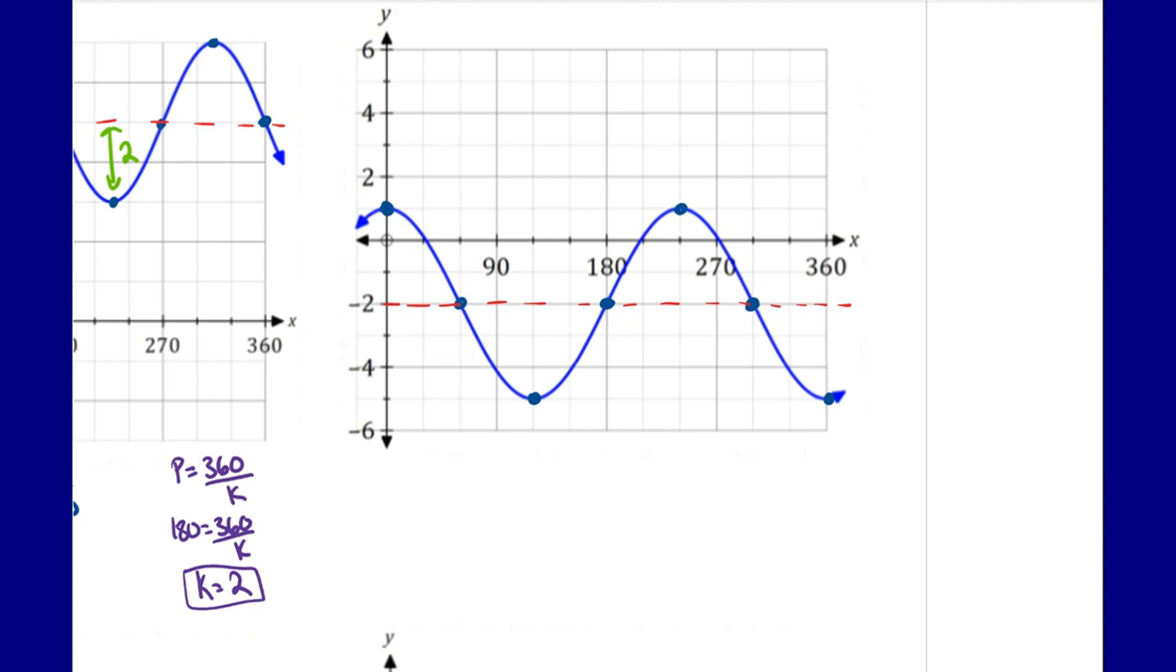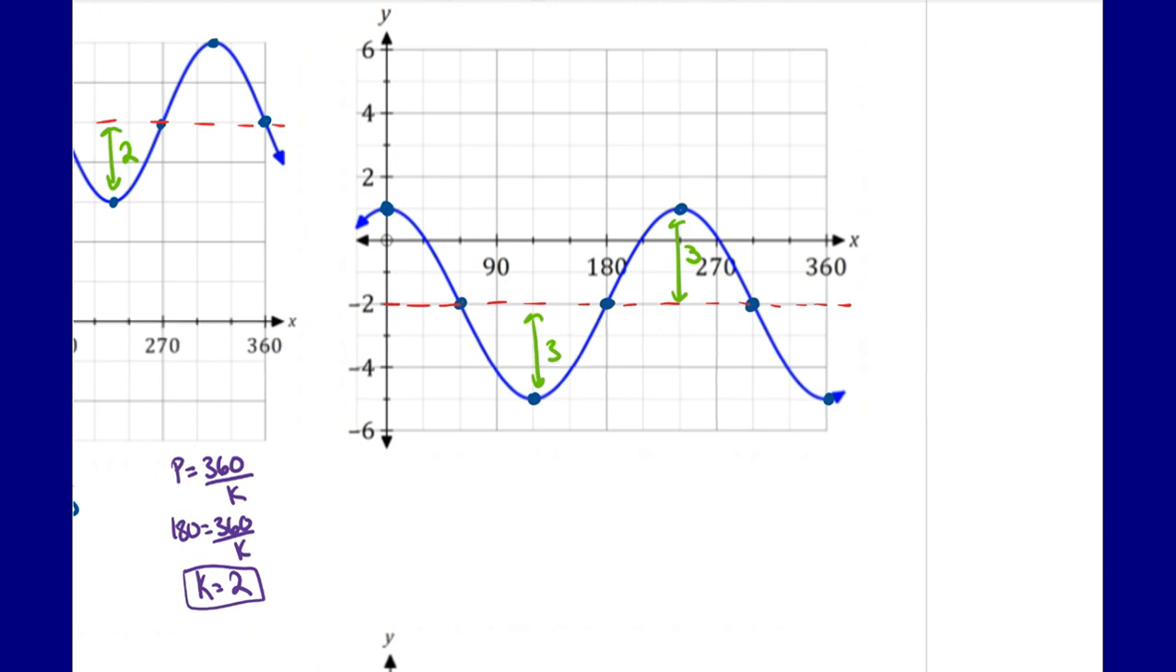I can find my amplitude, right? It would be half that distance, or half of 6. In this case, it is 3, from -2 to 1, or from -2 to -5. The amplitude, the A value, is always going to be positive. We only put the negative if it's flipped.